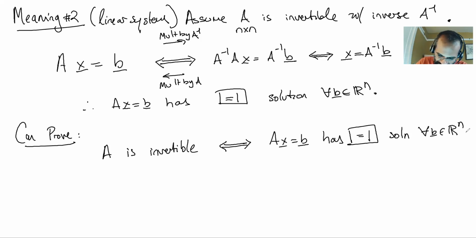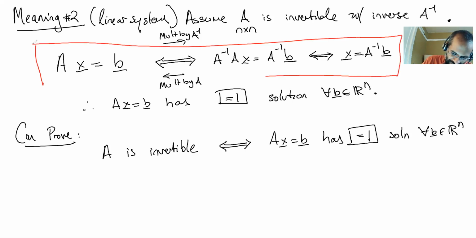And why does it have exactly one solution? Well, because of what's written here. I wrote the equation and I concluded that X has to be equal to A inverse B. It can't be equal to anything else. So there's only one solution. A inverse B is a fixed vector. That's a function of B. Okay, please ask questions by voice if possible.